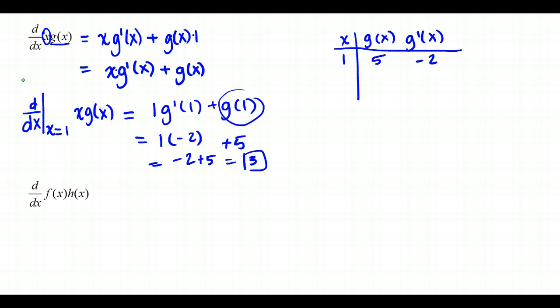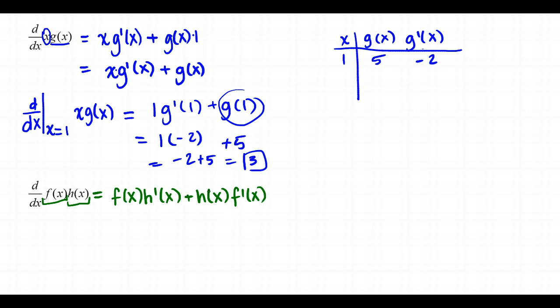So let's take a look at the next one real quick just to really make sure we have this idea down when the functions are generic. So take the derivative with respect to x of f of x times h of x. So this is two separate functions being multiplied, f of x and h of x. So the product rule says the first function, f of x, times the derivative of the second function. The derivative of h of x is h prime of x, plus the second function, h of x, times the derivative of the first function. So the derivative of f of x is f prime of x.